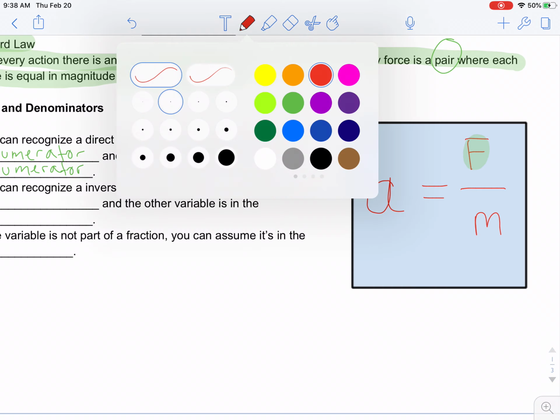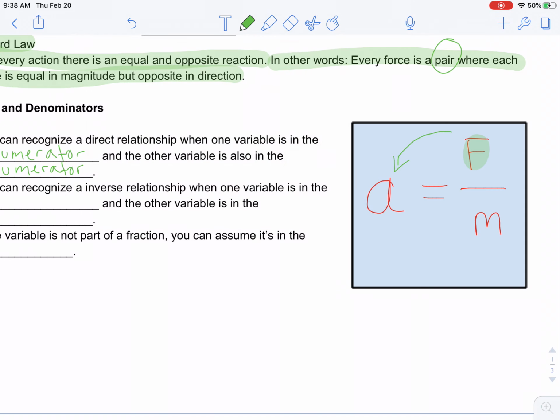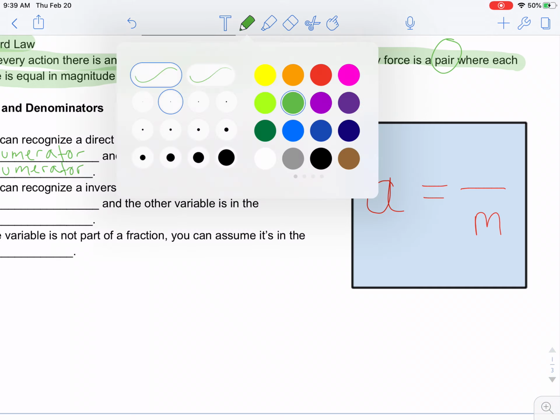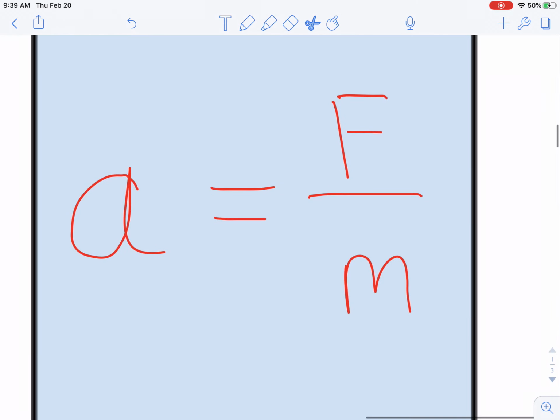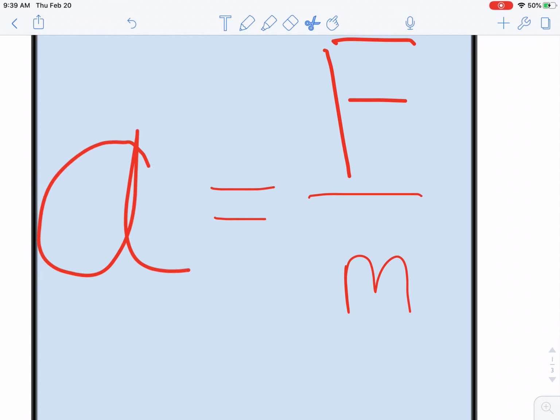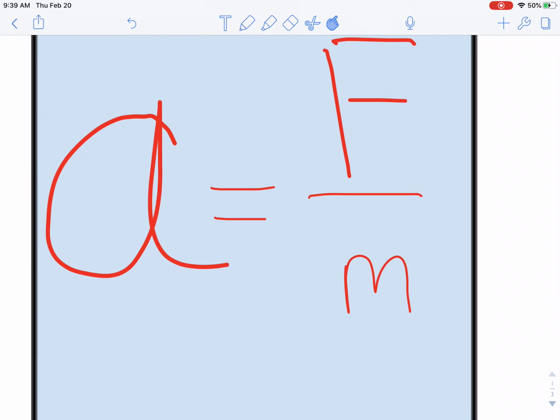Those arrows are super helpful. See how we're pointing from the A to the F to say that, look, they're both in the numerator. The best way to see this relationship, other than by looking at that data and doing the experiment, is let's just look at these symbols here. Imagine if I increased the force on an object. I'm making the force bigger. Well, in order for this equal sign to stay true, this acceleration also needs to become greater.